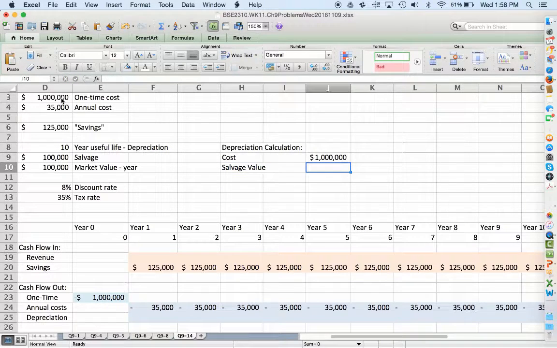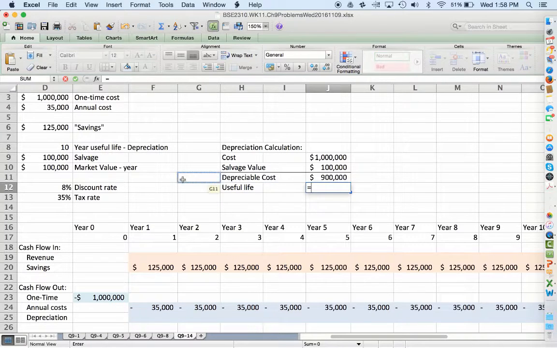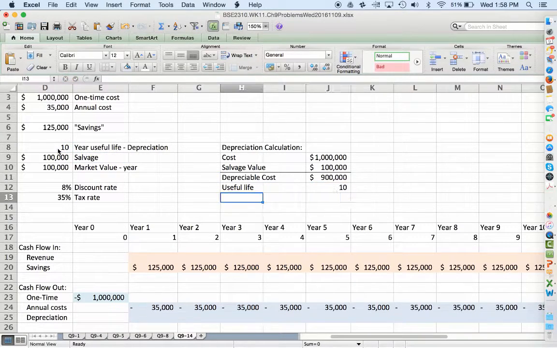That gives me the depreciable, I think that's a word, depreciable cost, which is the difference between the cost and the salvage value, 900. Its useful life, they told us, is 10 years. So based on the rules of straight line depreciation, I'm going to take the depreciable cost of 900 divided by 10, and that tells me that every year I'm going to depreciate $90,000.